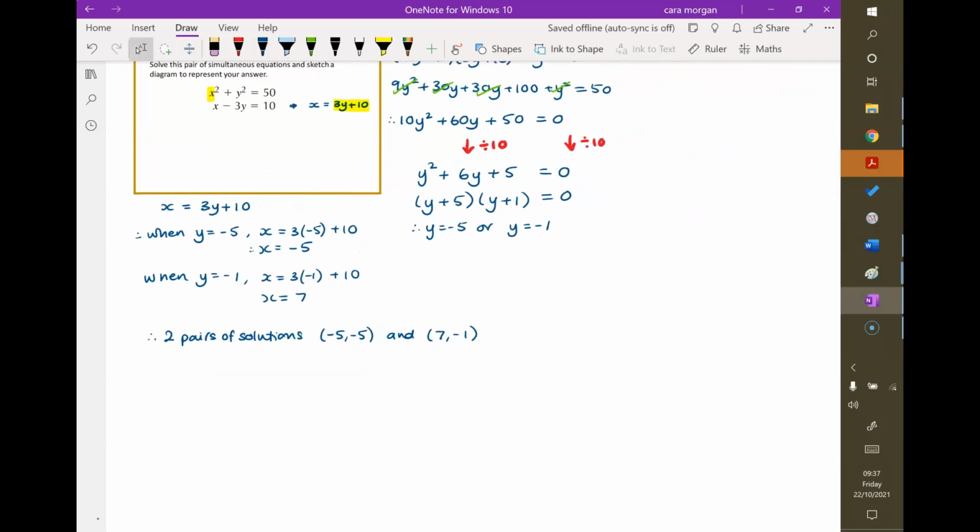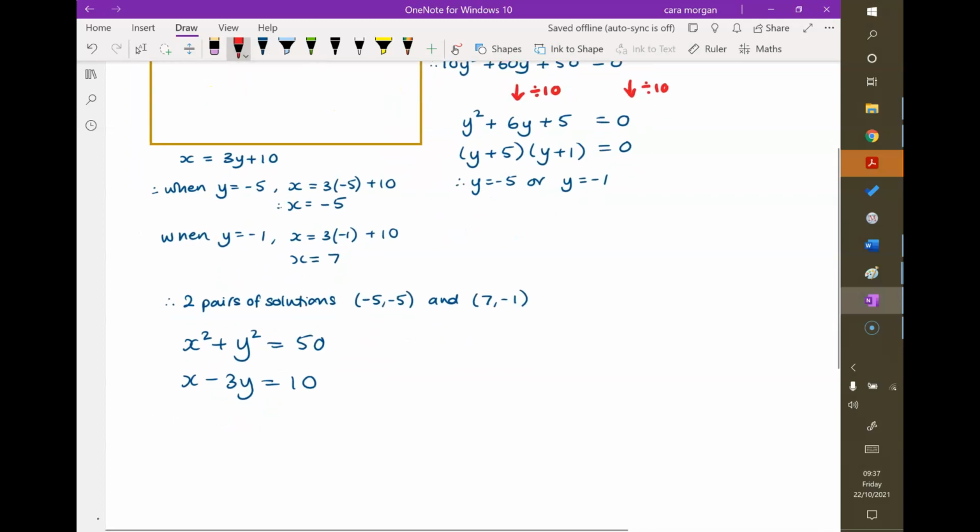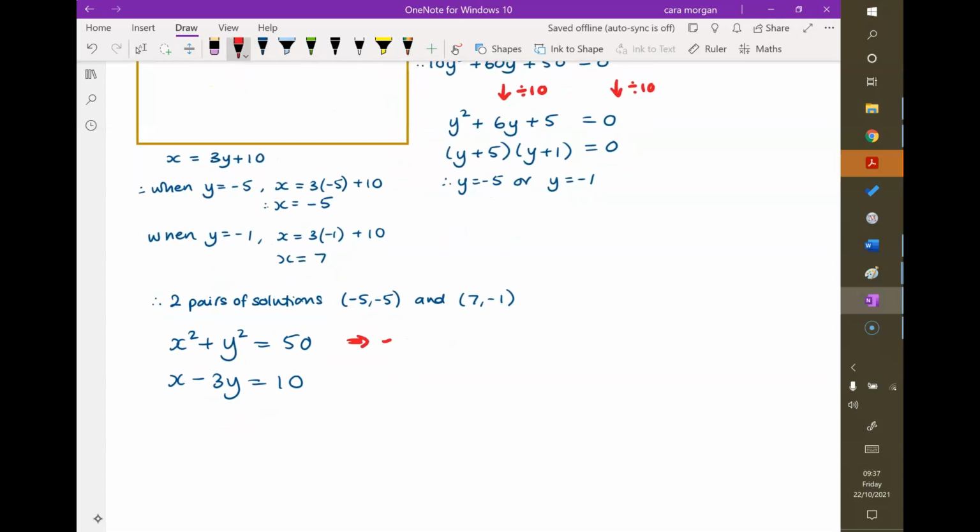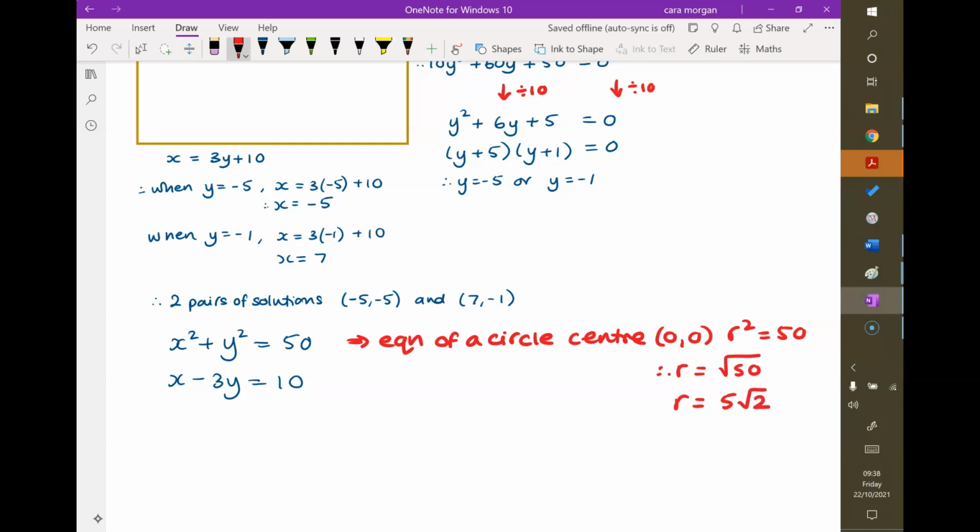And if I look back to those functions where x squared plus y squared is 50 and x subtract 3y is 10, I've now got to figure out what this actually looks like. Now the first equation is nice and easy because I can see that's an equation of a circle. And I know that its centre must be the origin, and the radius squared is 50, which therefore means that the radius is going to be the square root of 50. And I know that 50 is 2 lots of 25, so I'm going to write 5 root 2. And there is my answer.